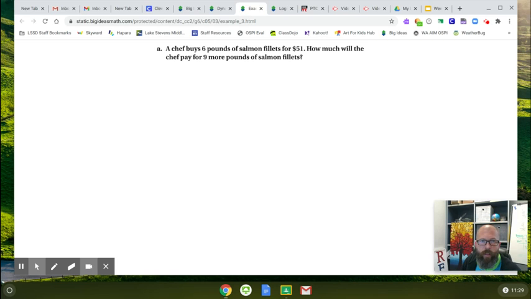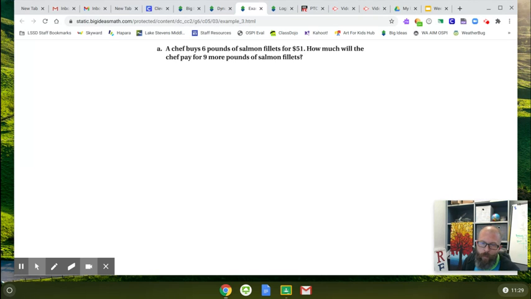We are back, finishing up 5.3, and now we're talking a little bit more about rates and ratios and how to fill out these tables and figure out unit rates and all that. So this one, little story problem here. A chef buys 6 pounds of salmon fillets for $51. How much will the chef pay for 9 more pounds of salmon fillets?